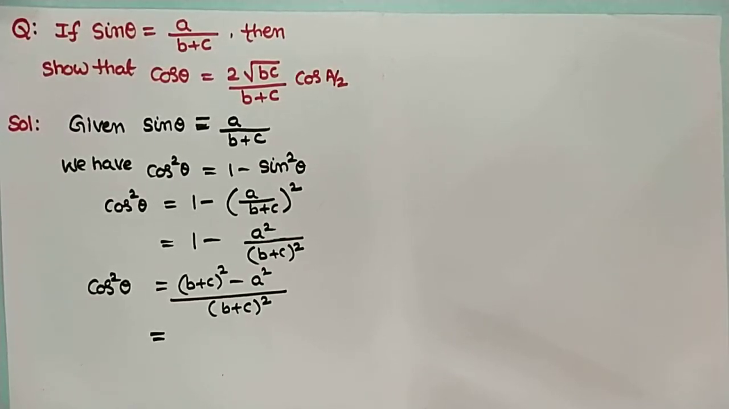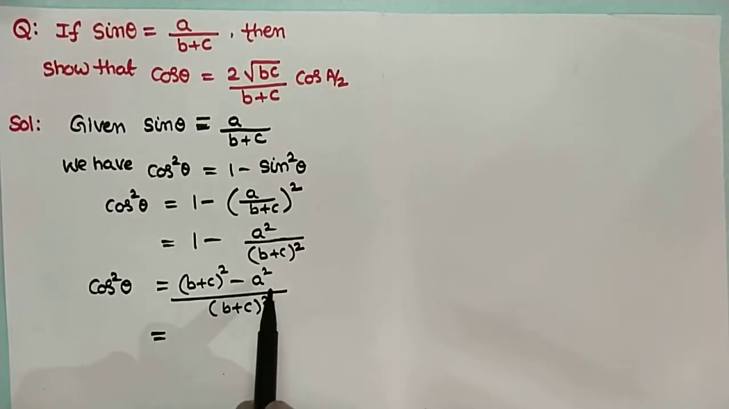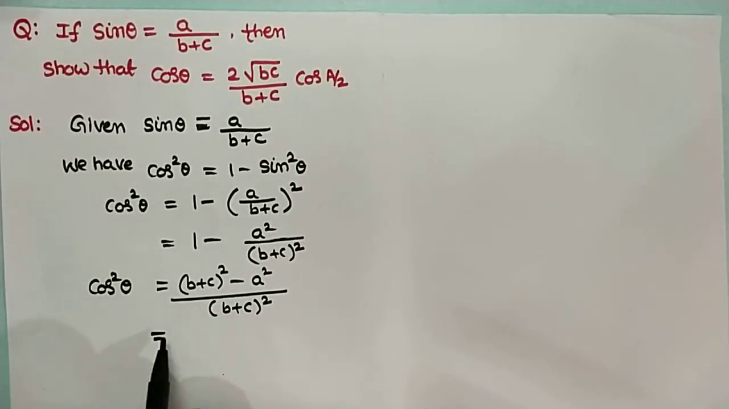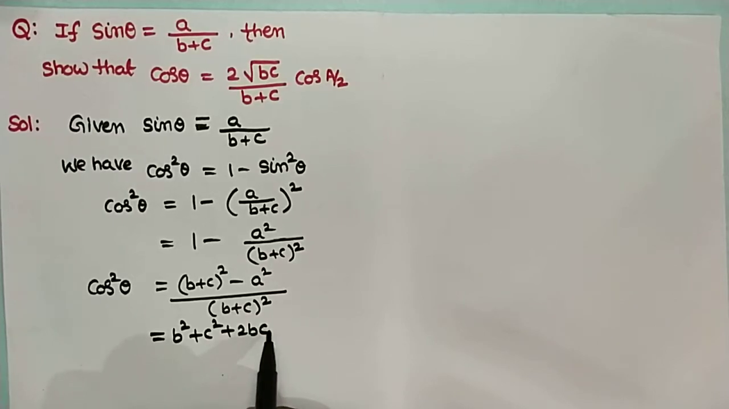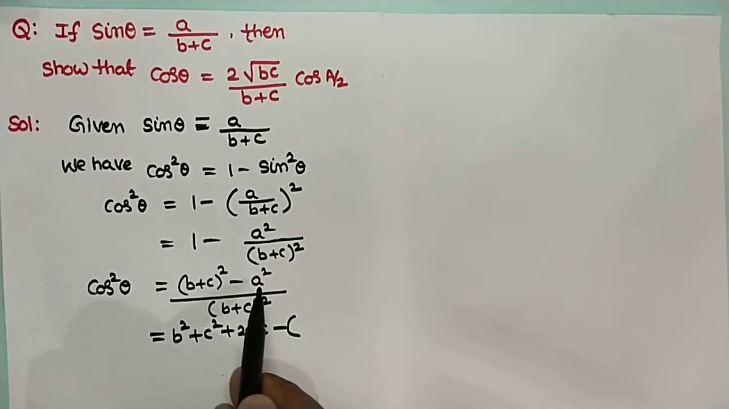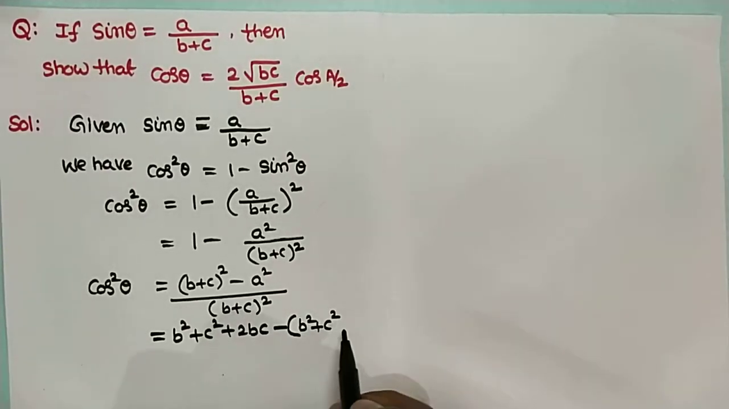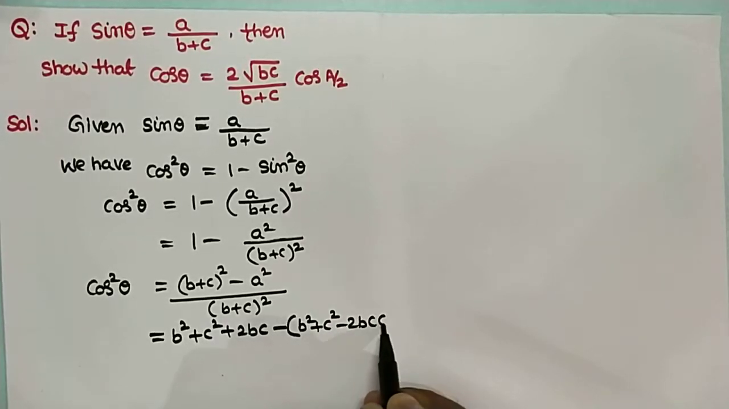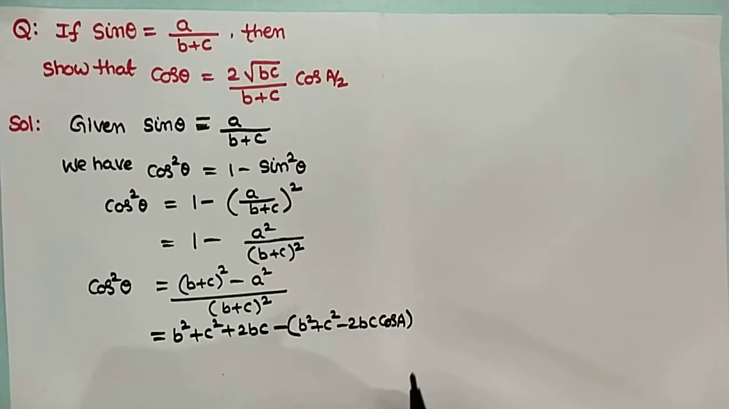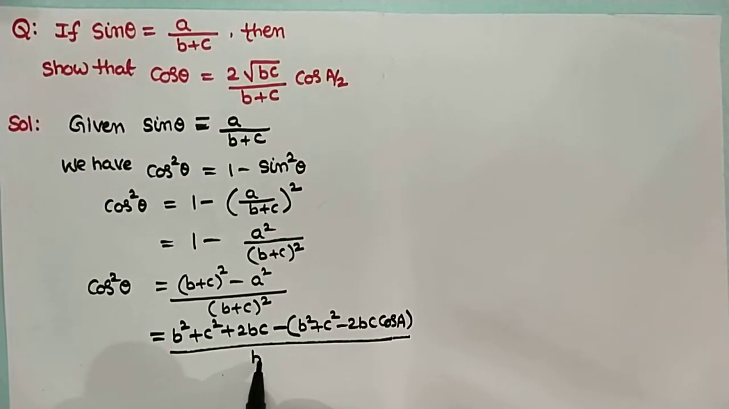If you don't want to apply that formula, then what we have to do is expand b plus c whole square, and from the cosine rule, a square values are there separately. So we can write these values. b plus c whole square is b square plus c square plus 2bc, minus, in place of a square, we have the formula b square plus c square minus 2bc cos a. This is the formula for small a square from the cosine rule, divided by b plus c whole square.